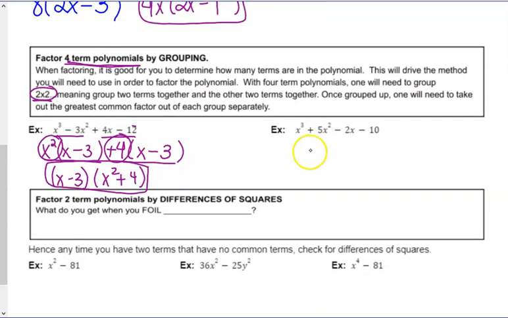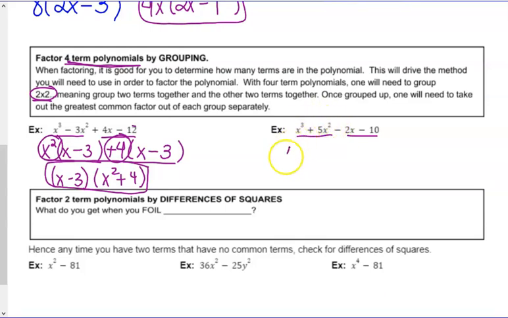The next one has 1, 2, 3, 4 terms. Notice all of them don't have a letter, so there's nothing in common with all. And here I have a 1 in front, therefore there's not a common number with all 4 terms. So my strategy is going to be looking at a 2-by-2 grouping and see what is in common with both of these.